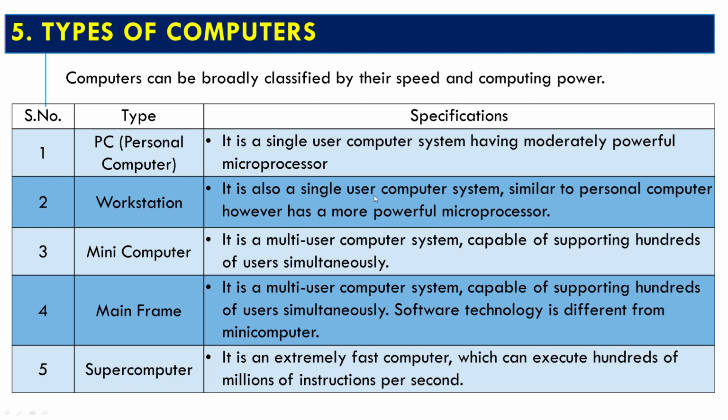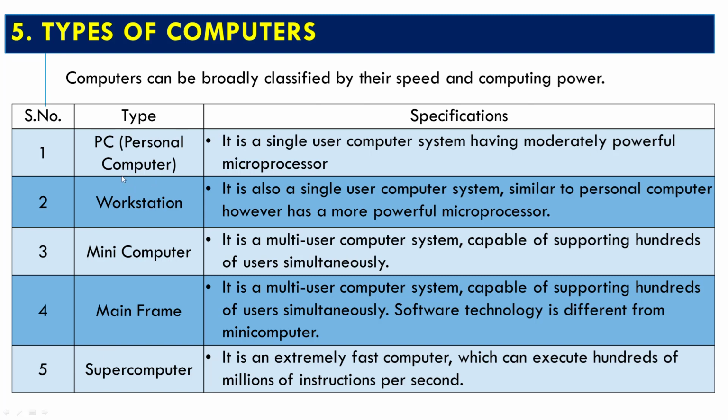Now, if you see these types, we have already arranged them based on speed, starting from ascending order. Okay, that means here the speed will be less, but if you take a supercomputer, it will be a very fast computer. So based on the speed, we are arranging the computers here. Okay, now let us discuss one by one.